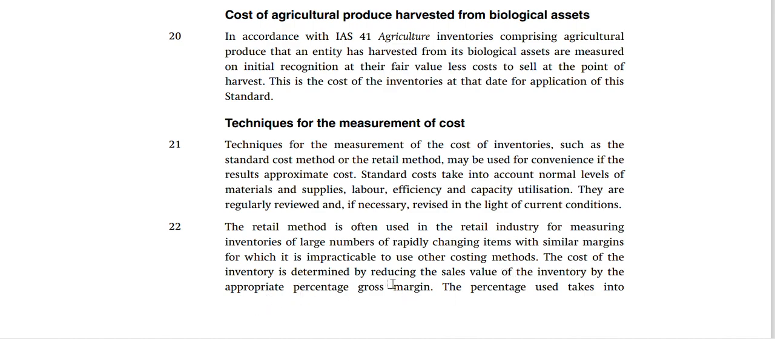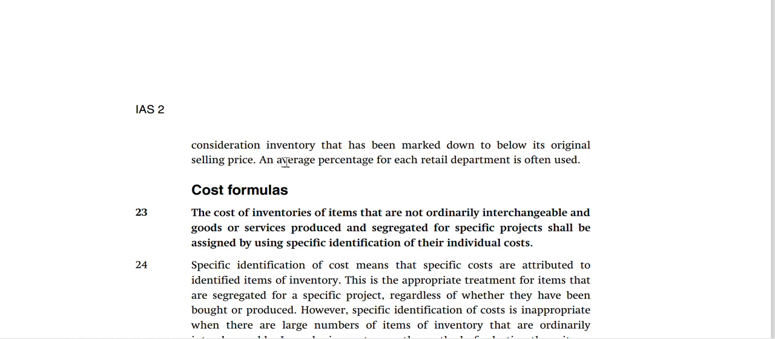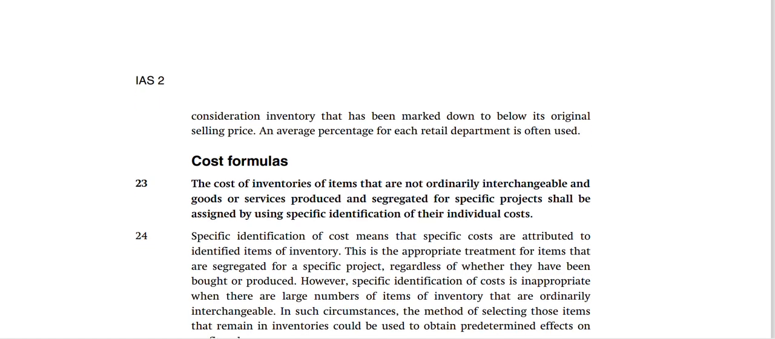The cost of the inventory is determined by reducing the sales value of the inventory by the appropriate percentage gross margin. The percentage used takes into consideration inventory that has been marked down to below its original selling price. An average percentage for each retail department is often used. So when it comes to measurement, it is important to look at one of the listed companies that have inventory, to gain a better understanding and see how they go about the measurement of inventory. Then let's look at the cost formulas, which start in paragraph 23.